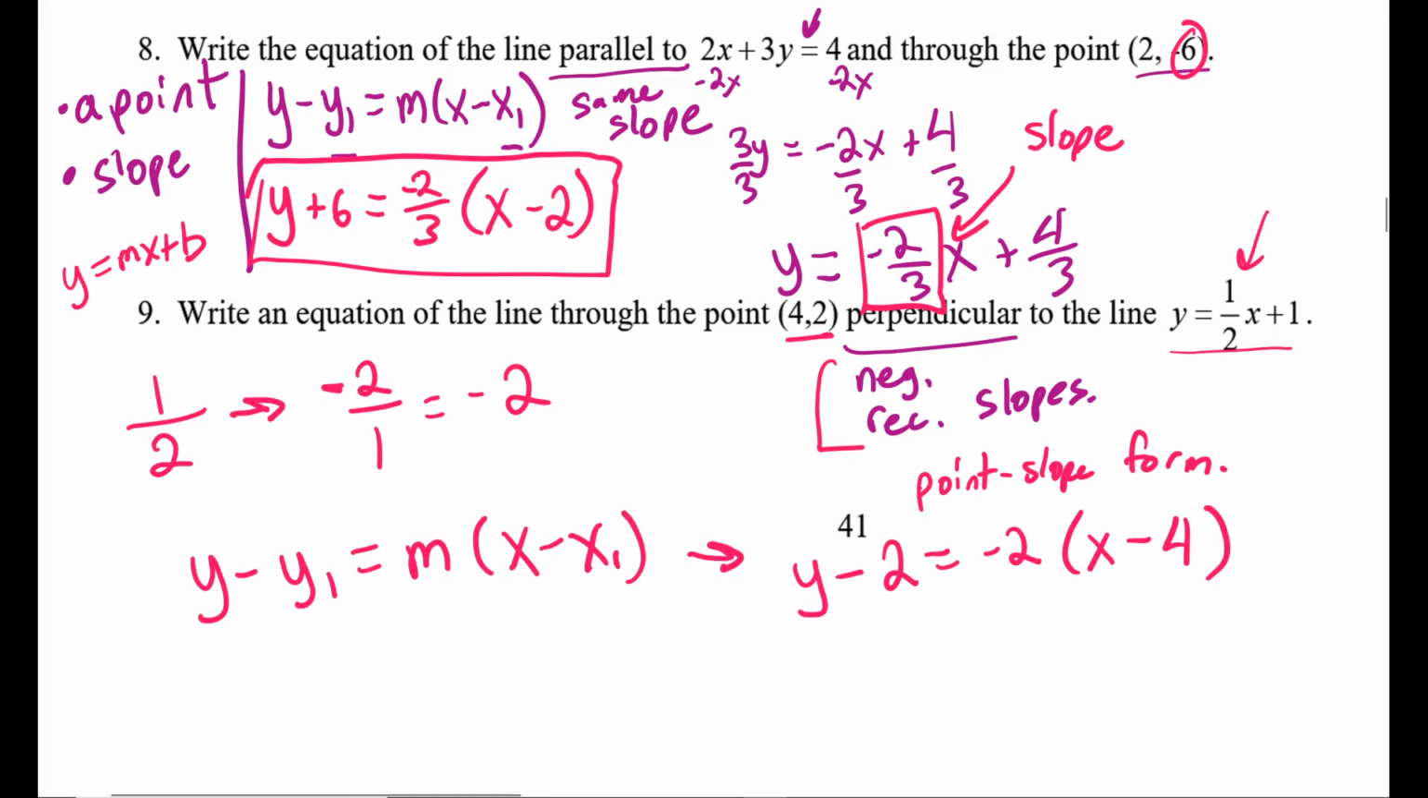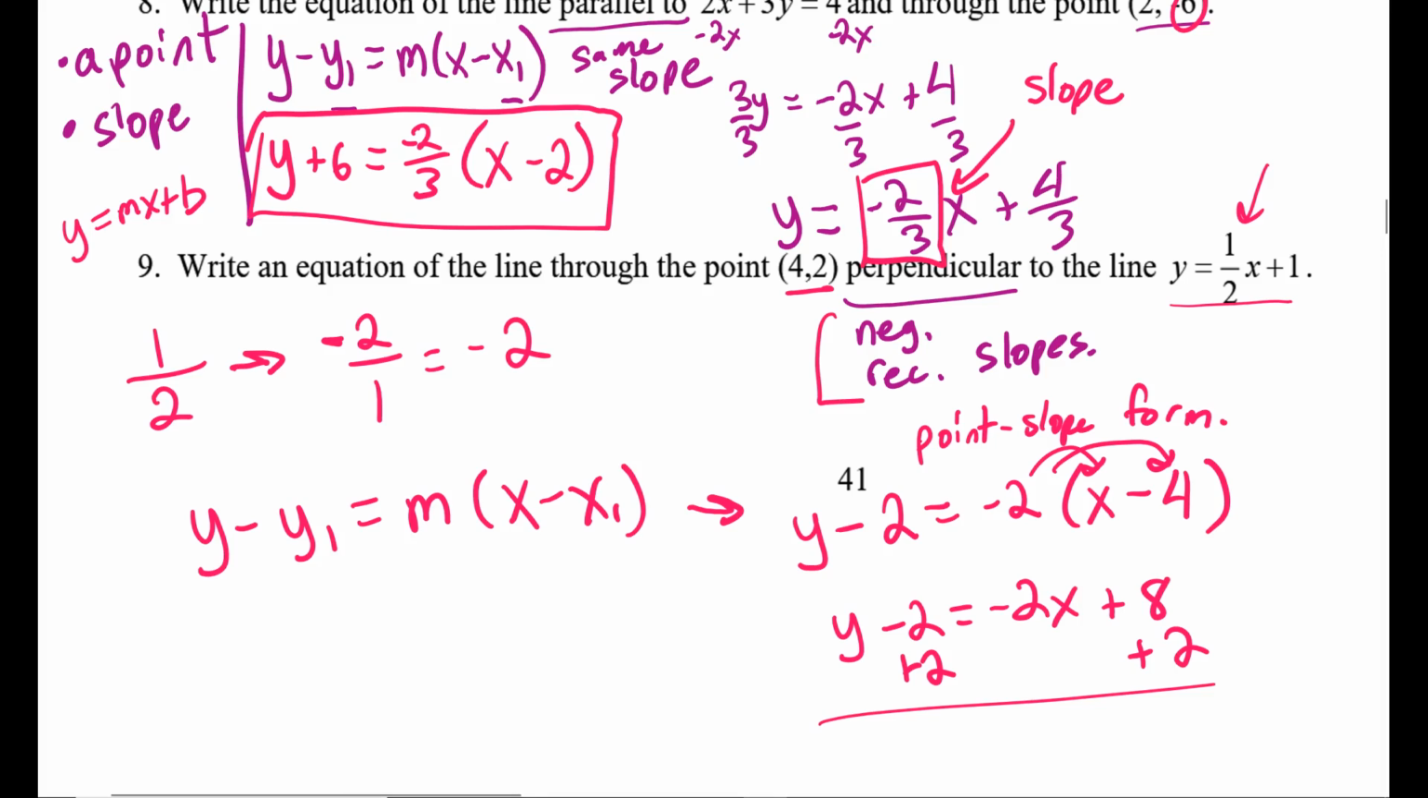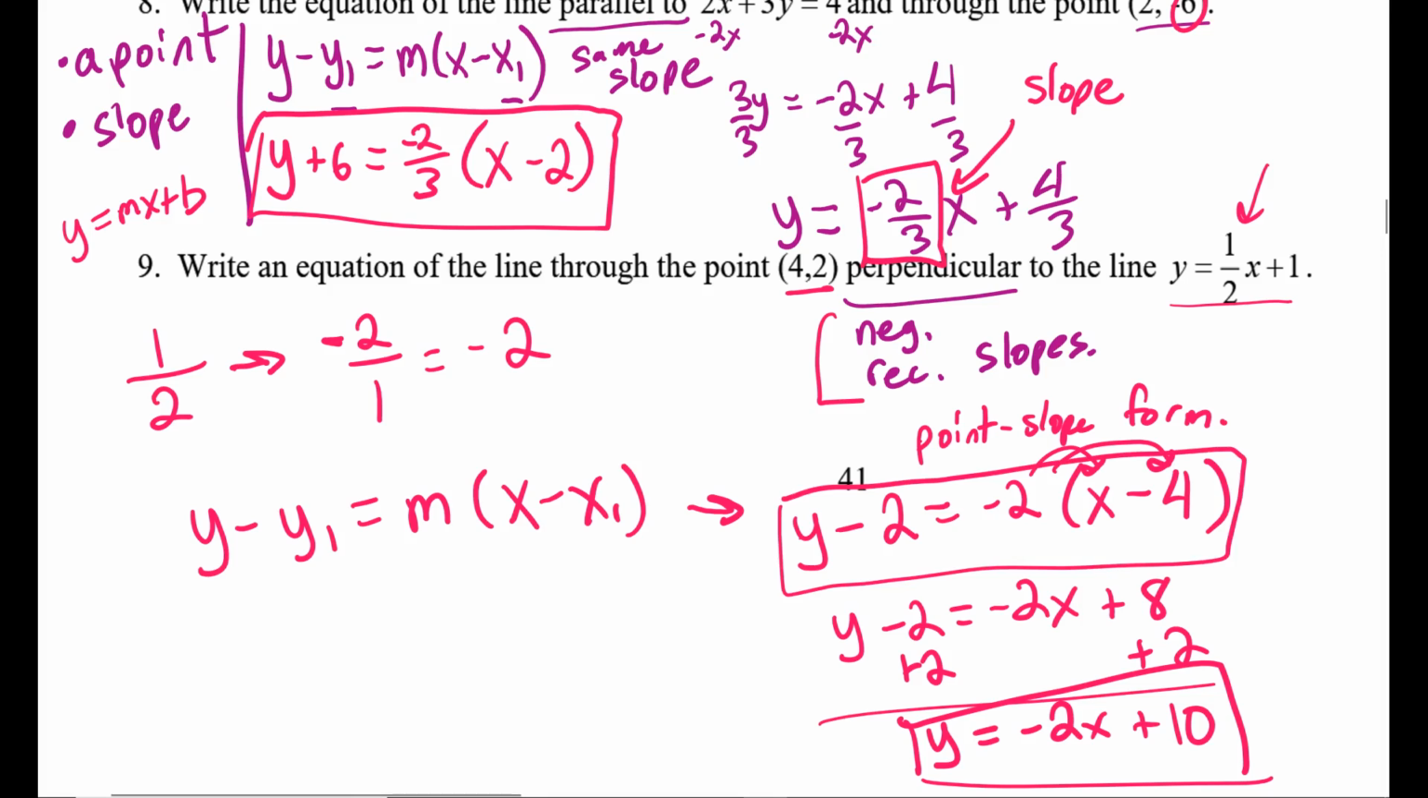But sometimes it is more useful for us to get it into slope-intercept form, or that y equals that we're used to. So you can distribute the negative 2 to get y minus 2 equals negative 2x. Negative 2 times a minus 4 becomes plus 8. And then you could add 2 on both sides to get rid of that minus 2 on the left-hand side, to just get y equals negative 2x plus 10. And this equation right here, or this equation right here, are both totally acceptable answers for the equation of a line that's perpendicular to the given line that goes through (4, 2).